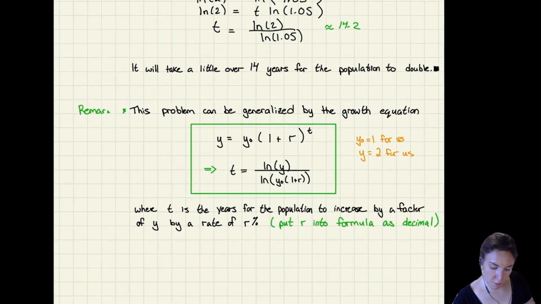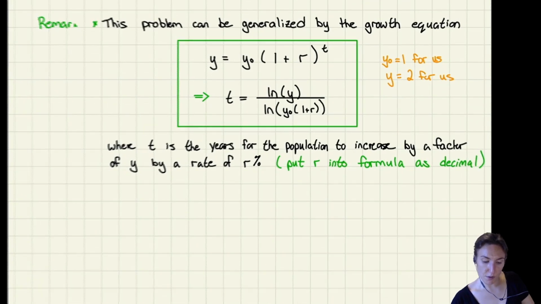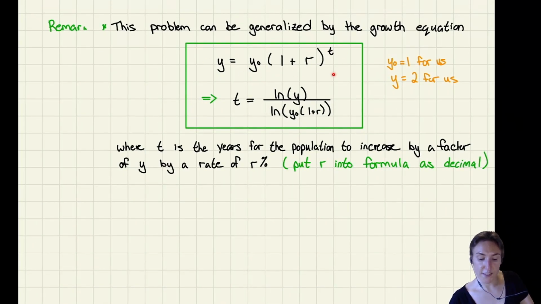Don't worry about this too much right now. But this problem can be generalized for a growth equation. In our situation, we had y naught equal to 1, and we were interested in the population doubling. If we wanted it to triple, we would put a 3 here instead. Depending on the current state of our population, this number would be different. Don't worry about that right now, but just so you see what it looks like in general, here it is. And if you've done interest problems, this is the initial amount of money you have, and this is the amount of money you'll have to pay over t years with an interest rate of whatever.